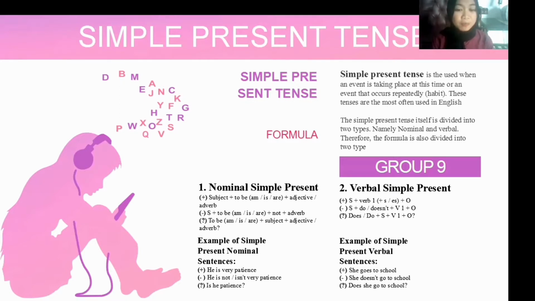Example of simple present nominal tense. Affirmative: he is very patient. Negative: he is not or isn't very patient. Interrogative: is he patient? The last example of simple present verbal tense. Affirmative: he goes to school. Negative: he doesn't go to school. Interrogative: does he go to school?